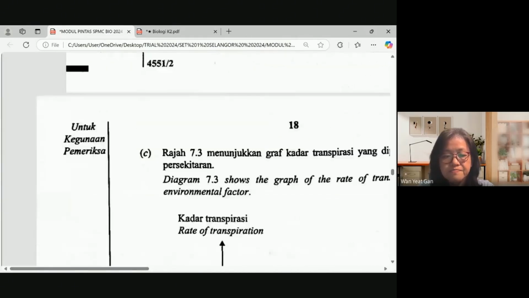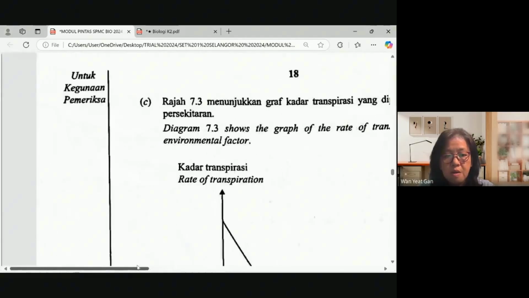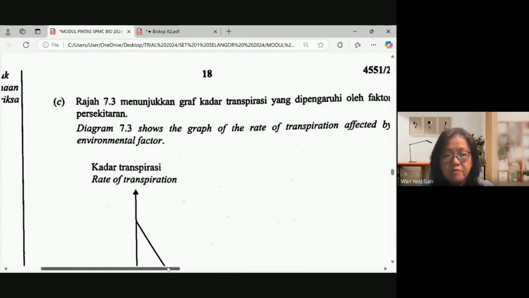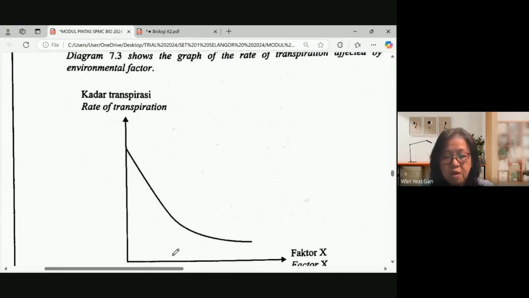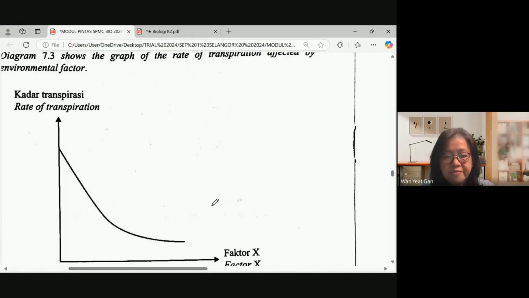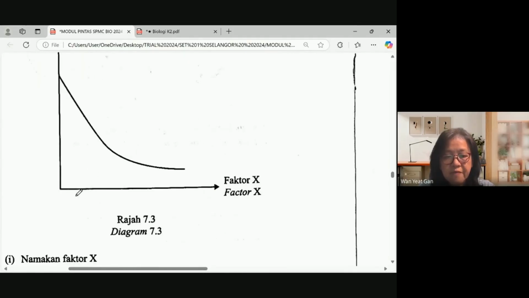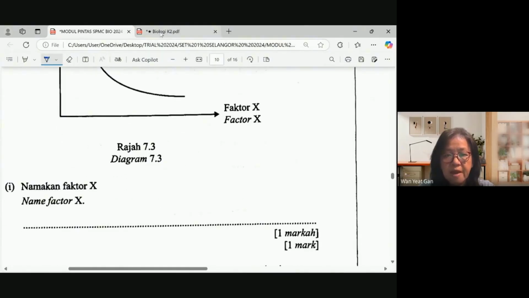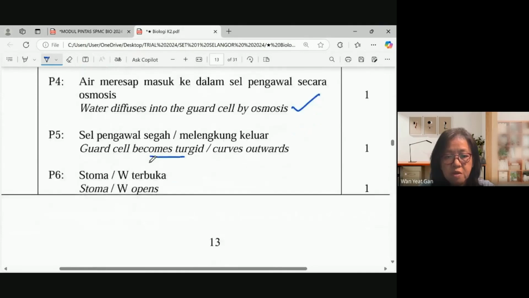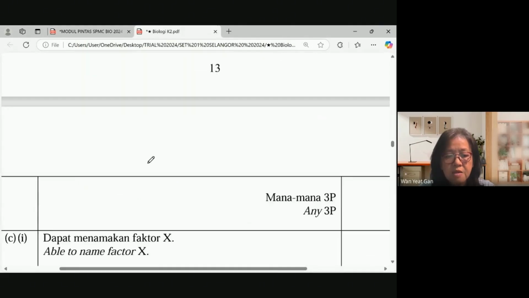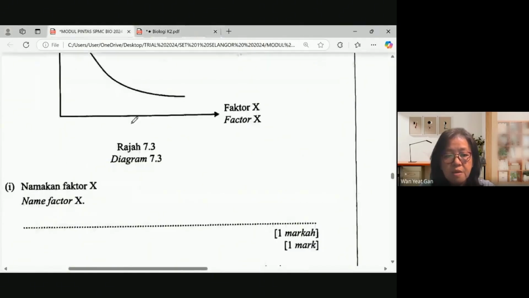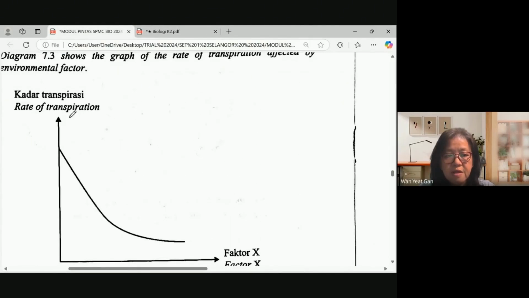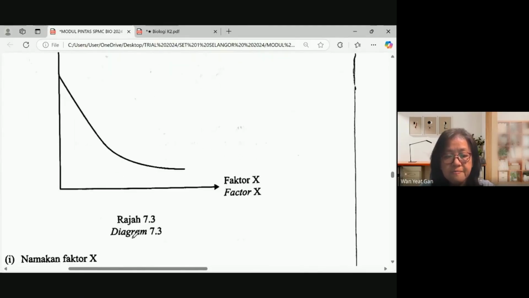Okay, next. Diagram 7.3 shows the graph of the rate of transpiration affected by an environmental factor. So the rate of transpiration decreases because of this factor. As the factor increases, the rate of transpiration decreases. So the factor that affects the rate of transpiration this way is relative air humidity. Okay, so when humidity increases, the rate of transpiration will decrease.